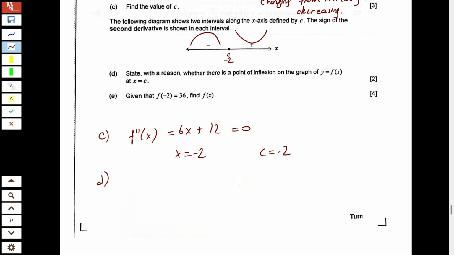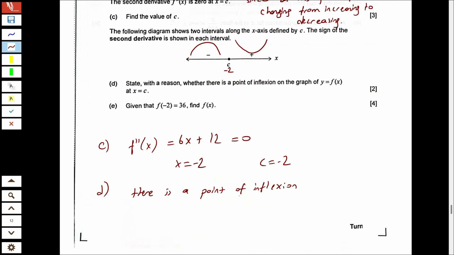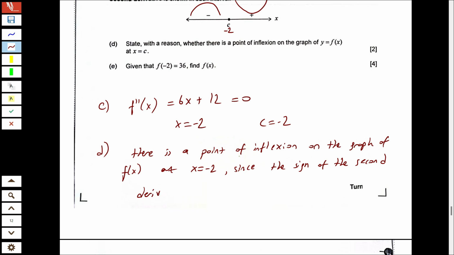How are we going to describe it? There is a point of inflection on the graph of f of x at x equals minus 2, since the sign of the second derivative is changing at this point.